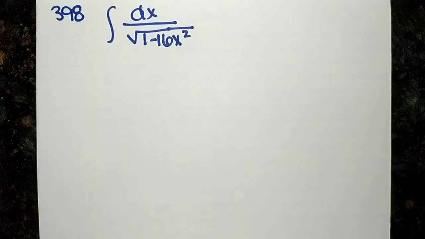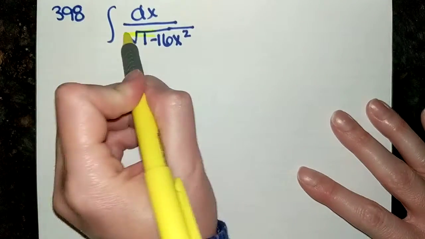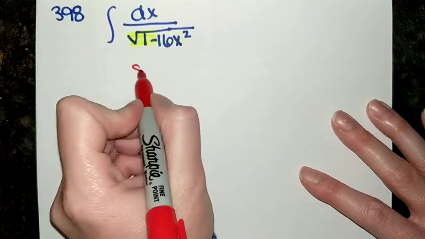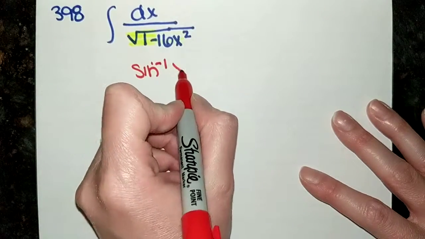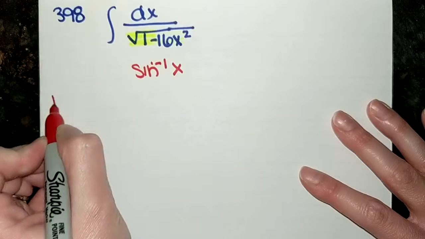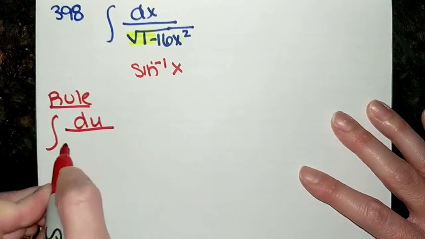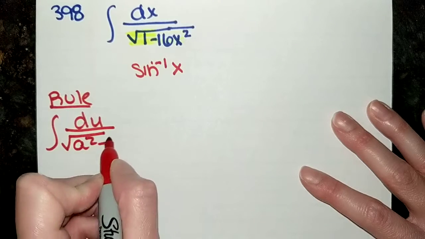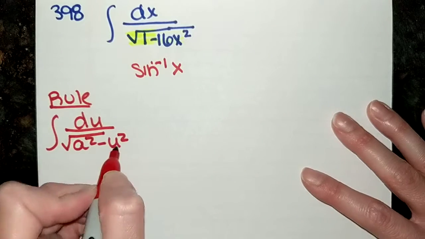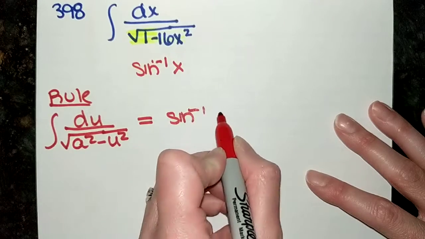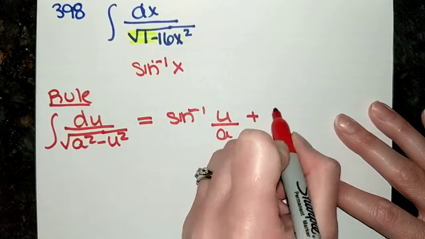So again, here you look at this and you say to yourself, okay, I'm starting with a number minus the variable. So that looks very similar to our arc sine of x derivative. And the rule that we use for this is going to be du over the square root of a squared minus u squared, so number first minus the variable, is equal to sine inverse u over a plus c.